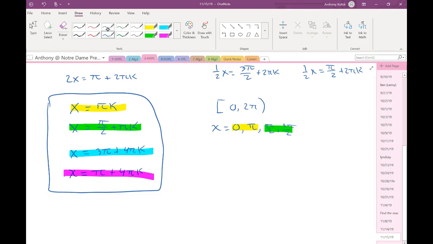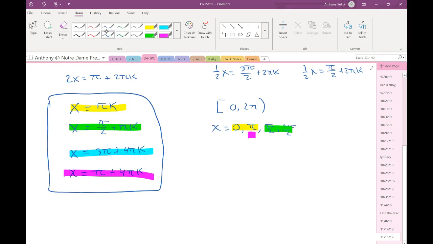Now let's look at the pink one here. When k equals 0, I get pi. Already on my list. I don't need to list it again. I'll do this, I guess, to let you know that that also came from the pink solution. Okay, when k equals 1, what do I get? 5 pi. That's too big. Okay, when it equals -1, I get -3 pi. That's too small. So these are my 4 answers.